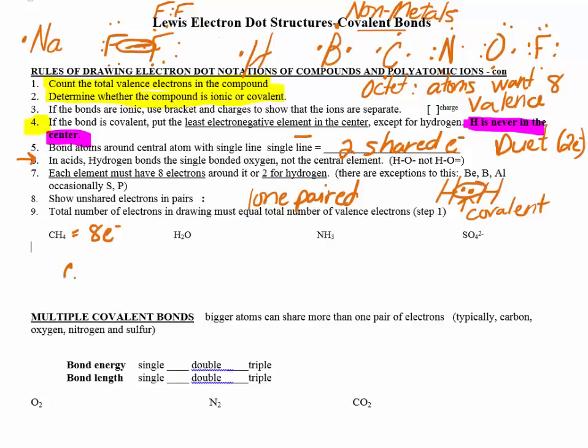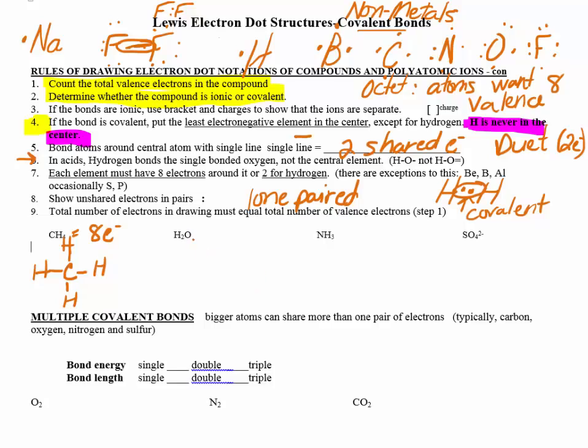Carbon goes in the middle. So you're just going to put a bond around each hydrogen, around the carbon. And you would say, okay, carbon needs to have 8 around it. Each line is 2, so you go 2, 4, 6, 8. Carbon is good. Each hydrogen only wants 2. Well, 2, 2, 2, 2. So you've completed your drawing using only 8 electrons. This is the Lewis dot structure for methane, or excuse me, carbon tetrahydride.